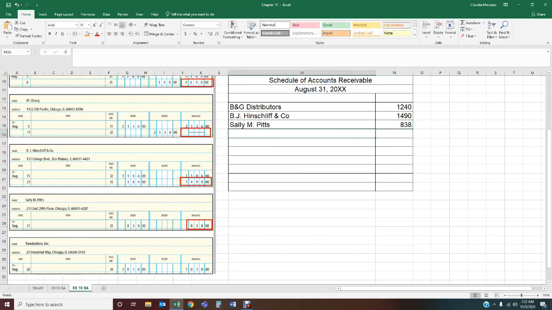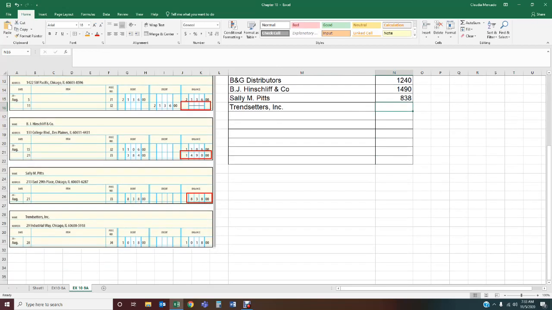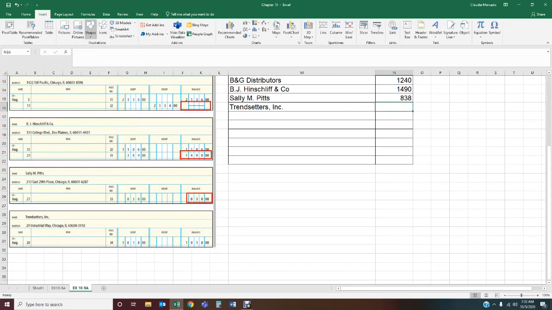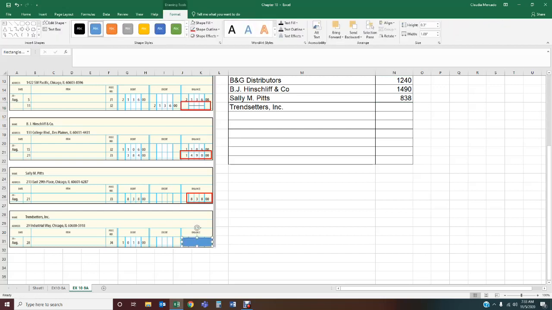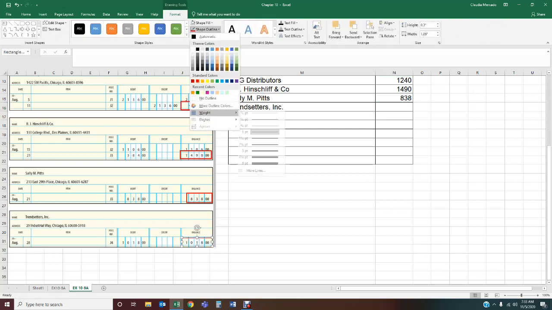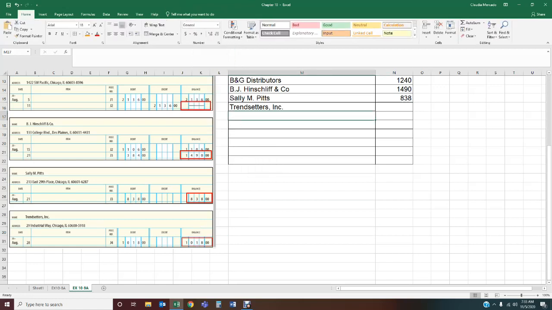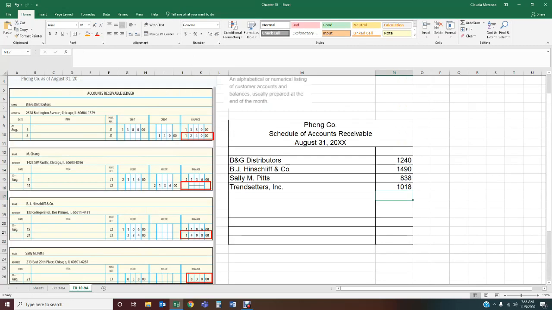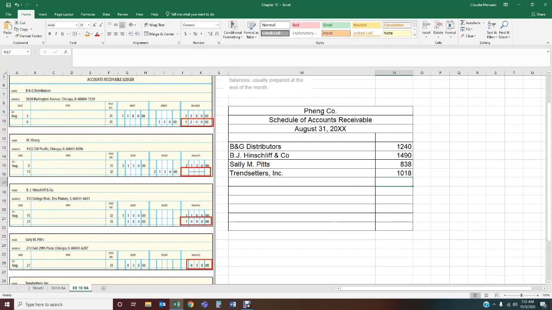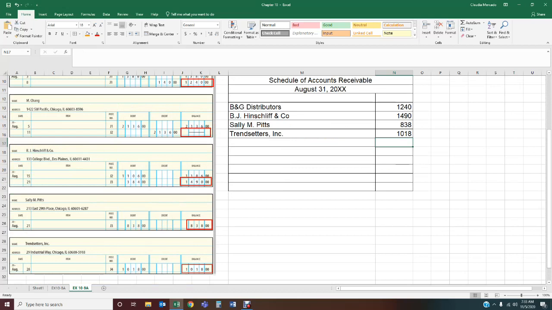And the last one we have is Trendsetters. Okay. And Trendsetters owes me, let me see, 1,018. Okay, so it's 1,018. Sorry, 1018. Okay, so those are my 4 accounts that I have. I have 1, 2, 3, 4, 5 accounts in total, but one of those customers doesn't have a balance, so I did not include them.